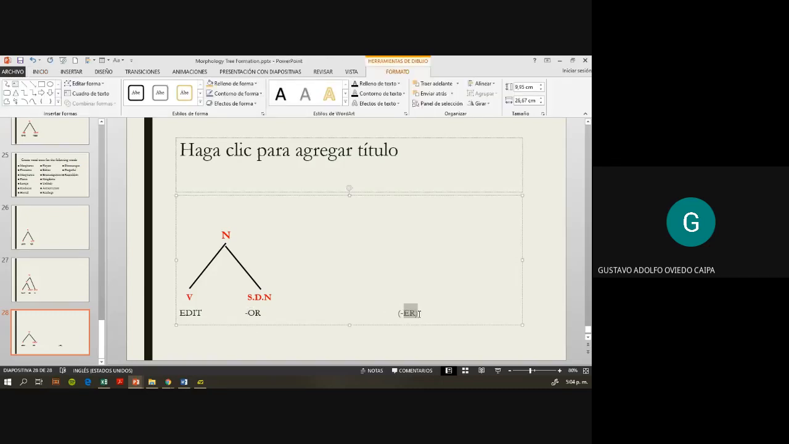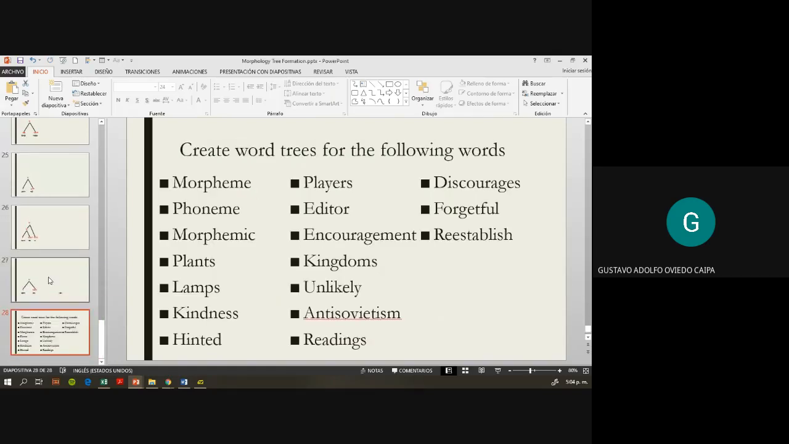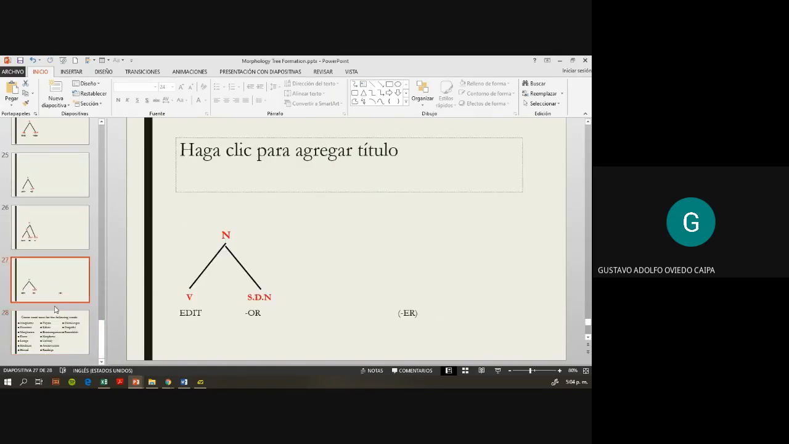And I'm going to say that this is a tree for editor. Again, the only reason I'm putting this here is because they are related, or and er are allomorphs. Remember the concept of allomorph? It's when the same morpheme with the same function has different pronunciations, different realizations. All right, so again, so far so good. This will be for editor.